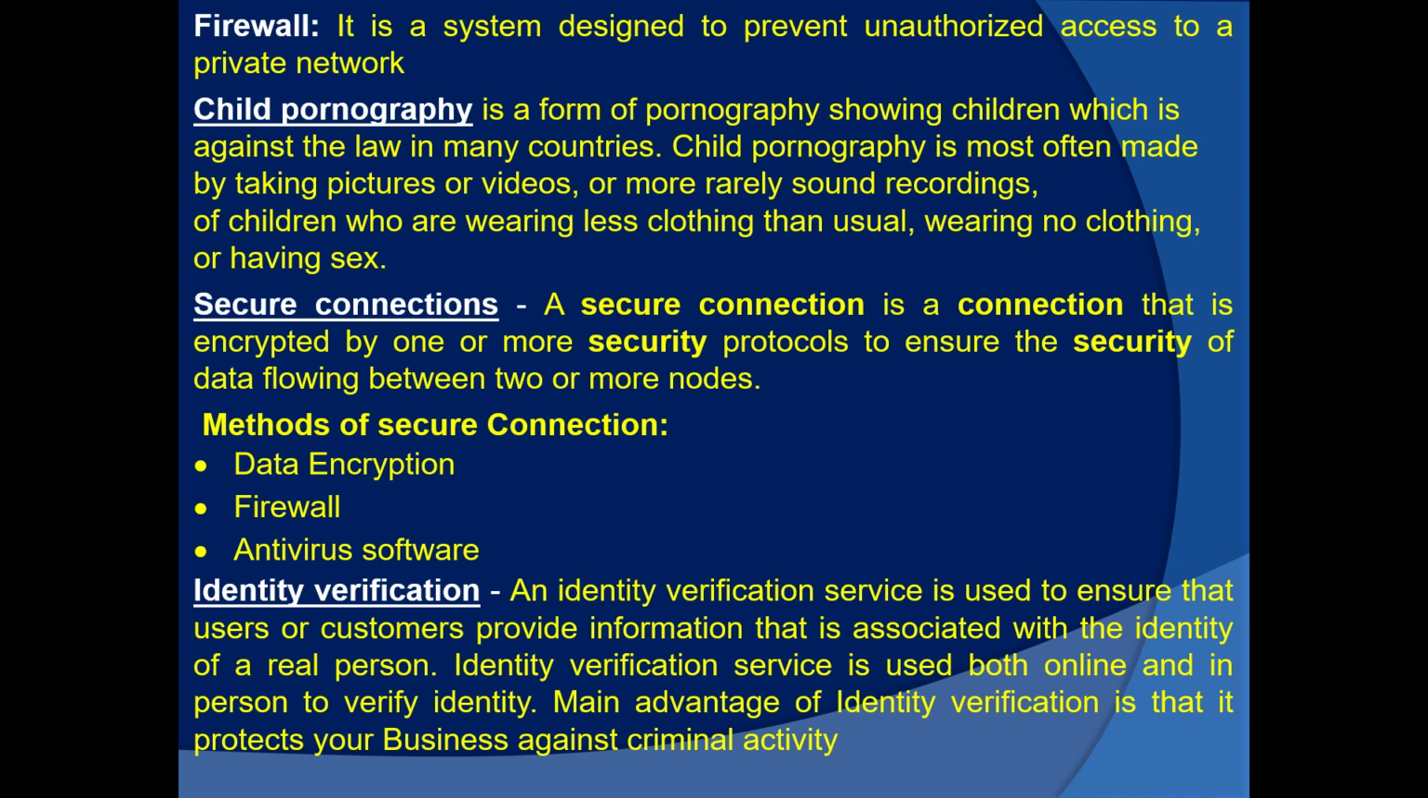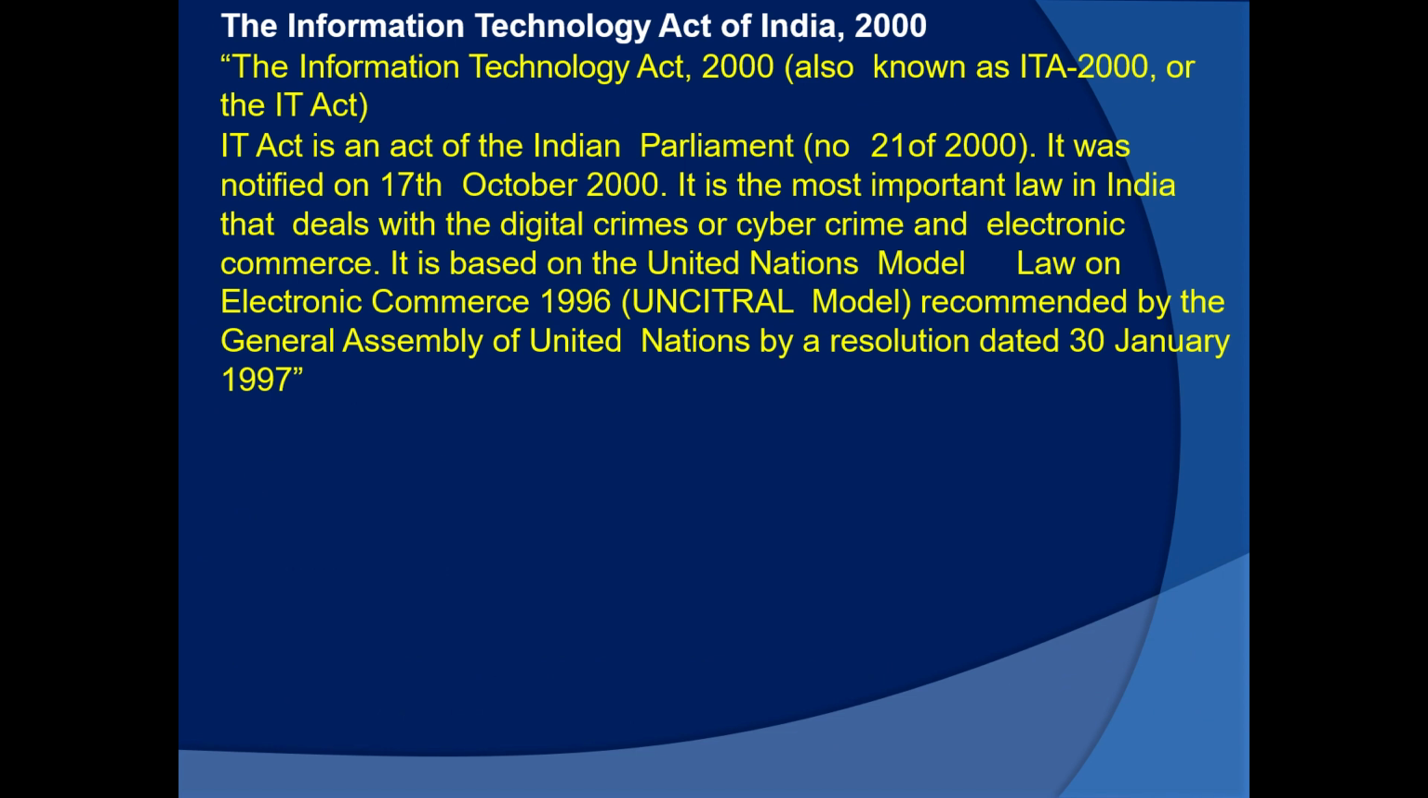Firewall is a system designed to prevent unauthorized access to a private network. Child pornography is a form of pornography showing children, which is against the law in many countries. Then secure connections, identity verification, go through all of this. Then this is important, a question will come from this.